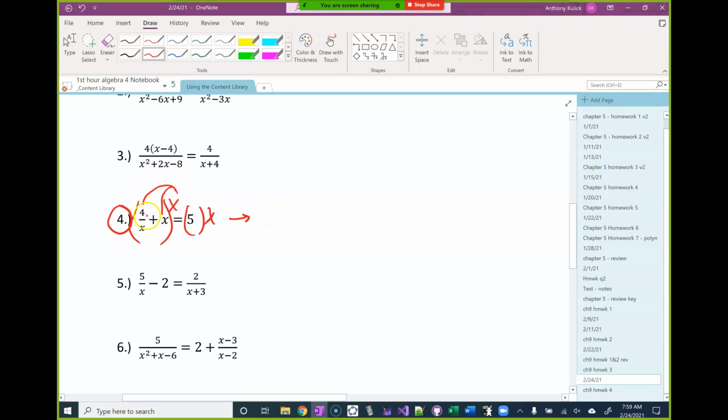So when I do that, 4 over x times x just becomes 4. x times x becomes x squared. And 5 times x is 5x. Now I didn't write that out, but there's no fractions really to speak of, so I didn't bother writing that out. I just kind of drew what I did there. Walter?